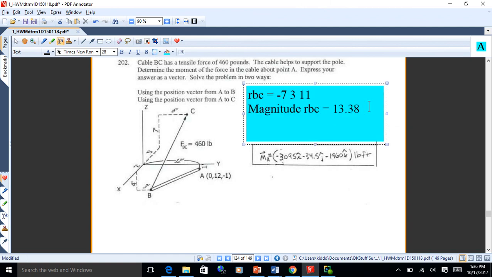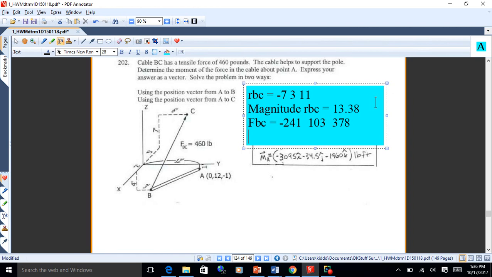And then FBC. What that's going to equal is -241, 103, 378. So you go through the process of finding the force that goes from B to C.